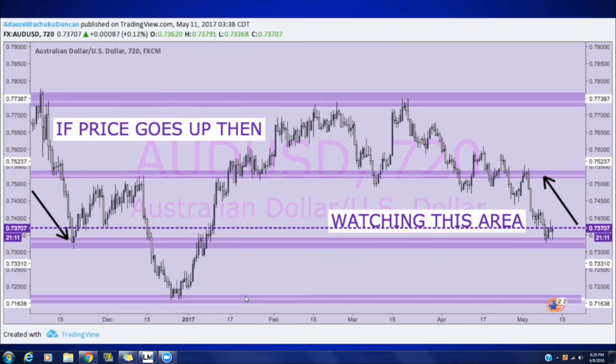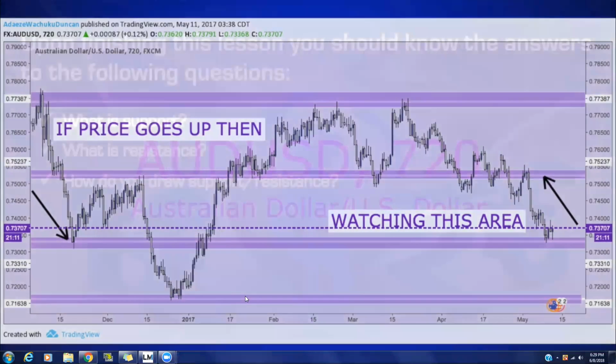Also, keep in mind that if price is above that area, then you want to be more partial to looking for buys. If price is below, then you want to be more partial to looking for sells.